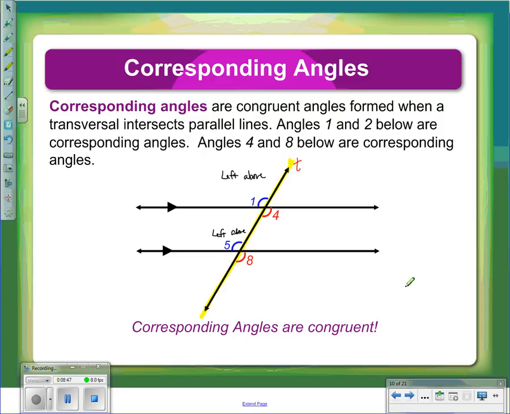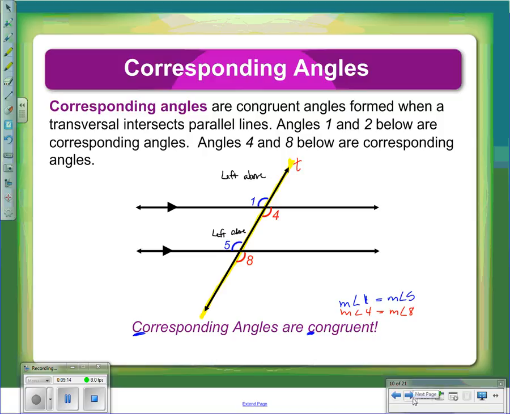The thing about corresponding angles, we have the C's. The corresponding angles are congruent. This tells us the measure of angle 1 is equal to the measure of angle 5. We also know the measure of angle 4 is equal to the measure of angle 8. These are going to become important with today's lesson, knowing what is congruent and what is supplementary.